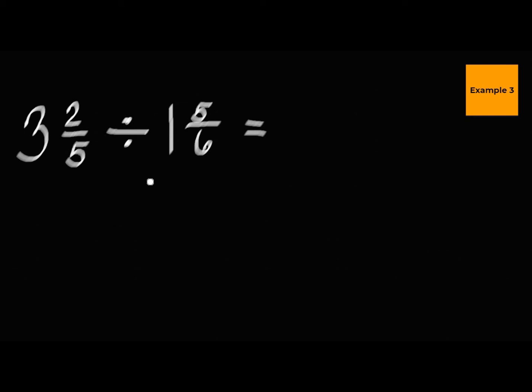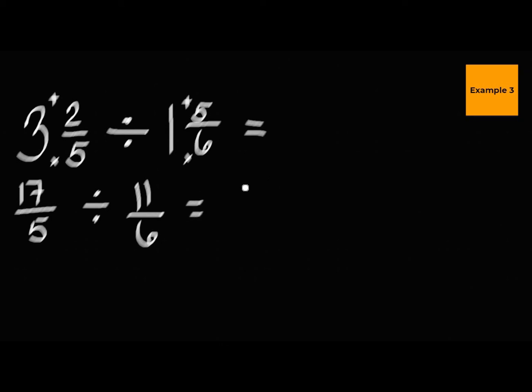3 and 2/5 divided by 1 and 5/6. We will change these mixed numbers into improper fractions. 5 times 3 equals 15. 15 added to 2 gives us 17 over 5, divided by 6 times 1 equals 6 plus 5 equals 11 over 6.